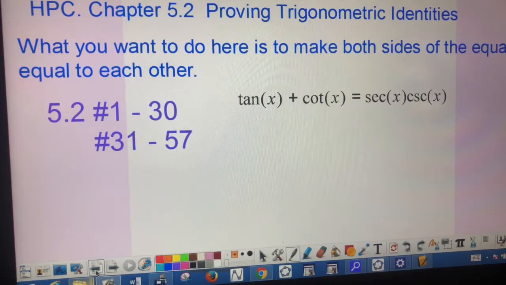I'm doing 5.2 for my AP, for my honors pre-calculus class, okay? 5.2 is a continuation of your 5.1. So you're trying to prove or show that your tangent of x plus cotangent of x equals this, okay? So there's a couple of things you have to follow.